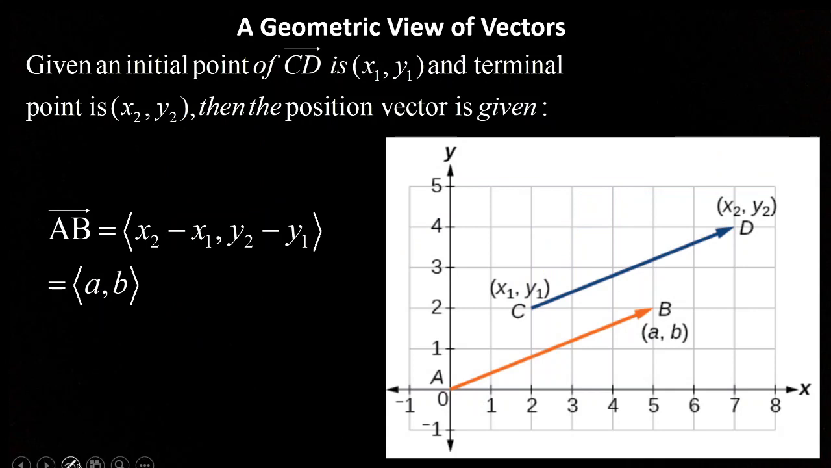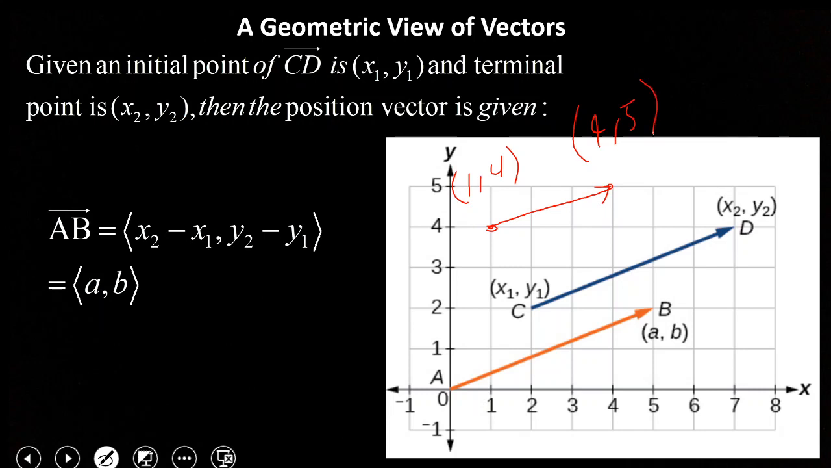Let me do this one more time. So if I have a vector with, let's say, the initial point here and the terminal point here, so its initial point is (1, 4) and the terminal point is at (4, 5). What I'm going to do, I'm going to write it this way. I say this vector is 4 minus 1 is 3, and 5 minus 4 is 1. Now ⟨3, 1⟩ is this right here.